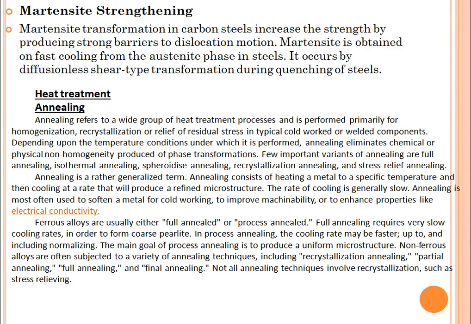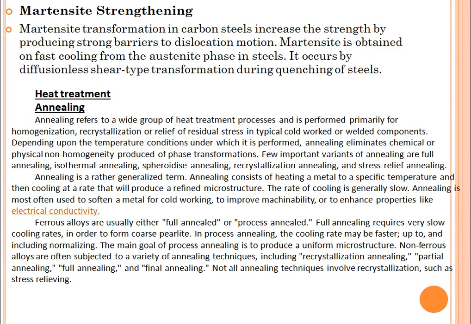So martensitic strengthening here, martensite transformation carbon steel increases the strength, producing strong barrier for dislocation motions. So martensite is obtained by fast cooling from the austenite phase in steels. So here, if you do fast cooling, diffusionless shear type transformations happen during quenching of steels.